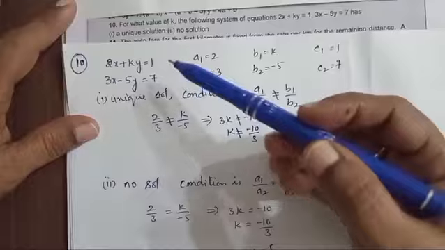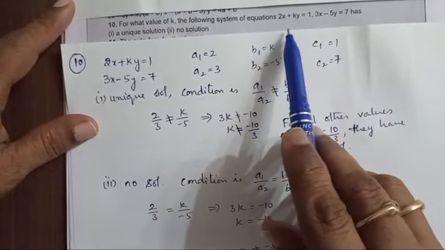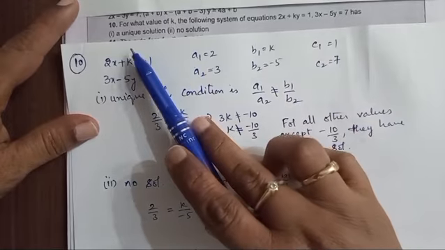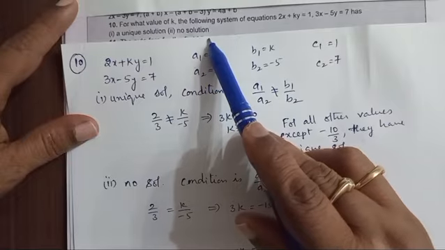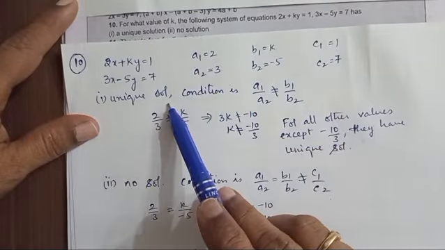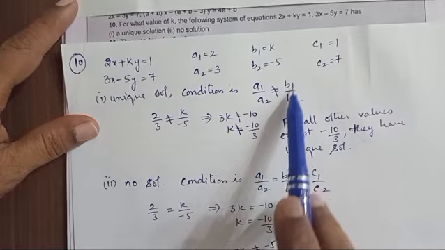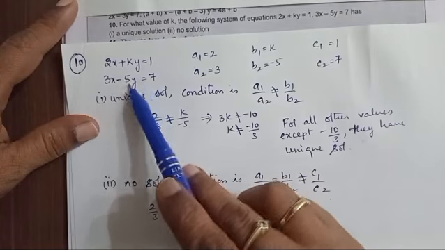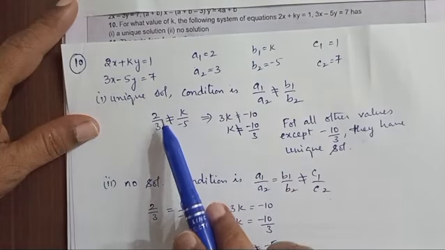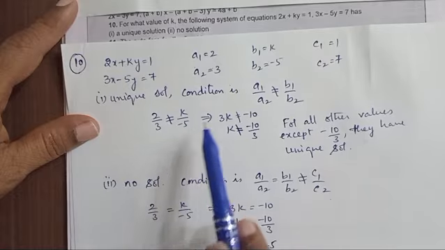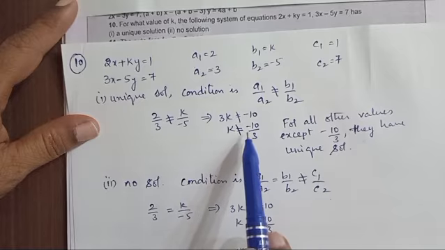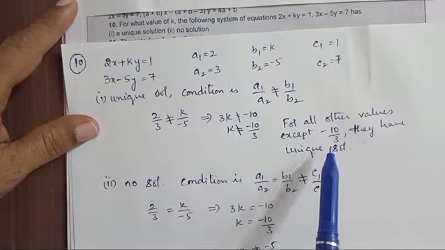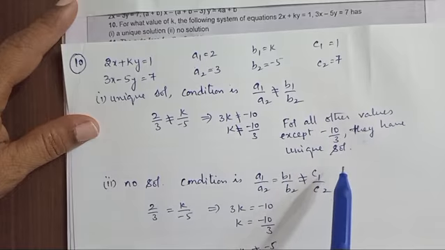Coming to the 10th question now. For what values of k does the following system of equations 2x plus ky is equal to 1, 3x minus 5y is equal to 7 have: question A, a unique solution; question B, no solution. Right. For the unique solution, we know the condition is a1 by a2 is not equal to b1 by b2. The ratios are a1 by a2 is equal to 2 by 3 and b1 by b2 is k by minus 5. When we have 2 by 3 is not equal to k by minus 5, after cross multiplying, we get k is not equal to minus 10 by 3. Hence, for all the other values except minus 10 by 3, they have a unique solution.